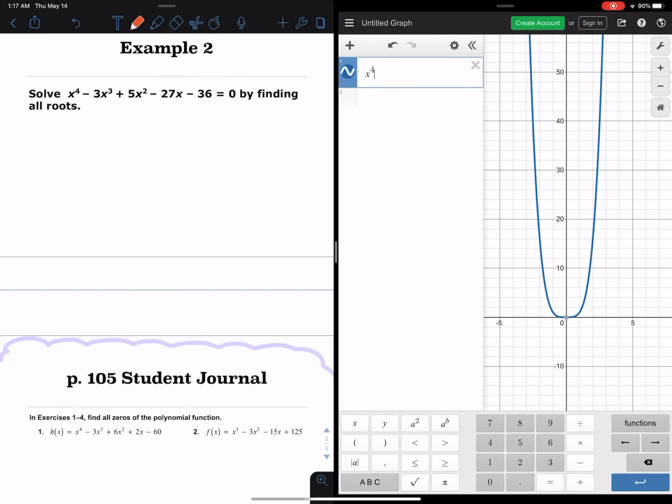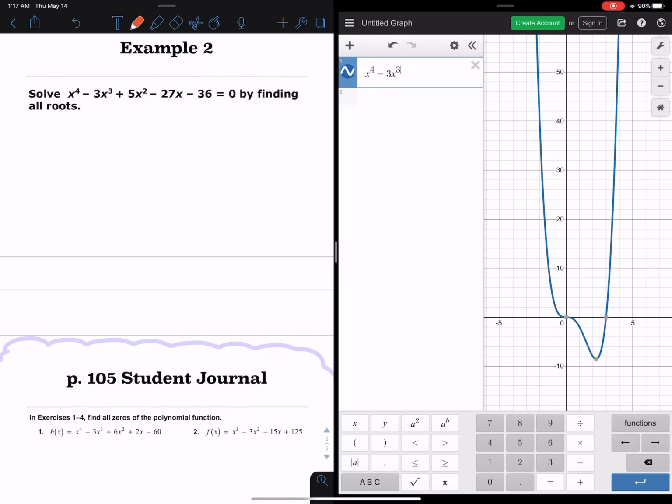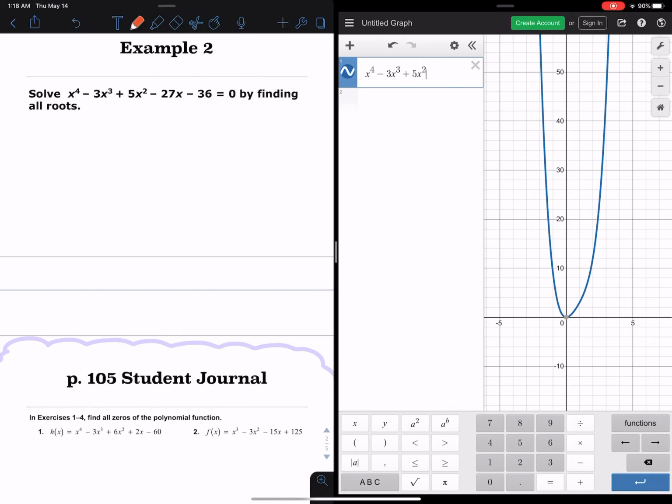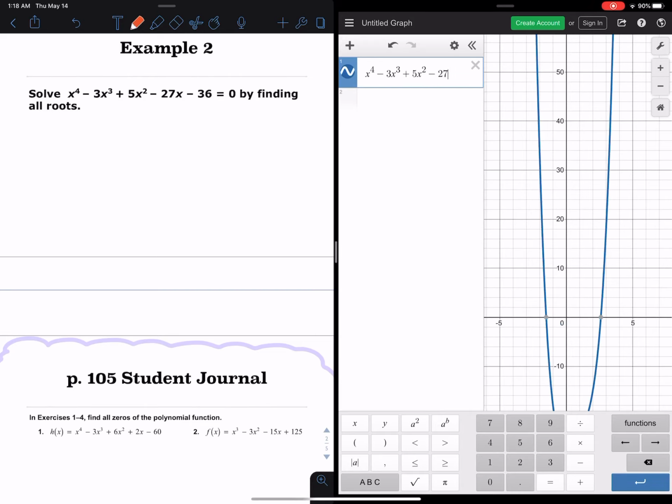So that's x to the 4th minus 3x to the 3rd plus 5x squared minus 27x minus 36.